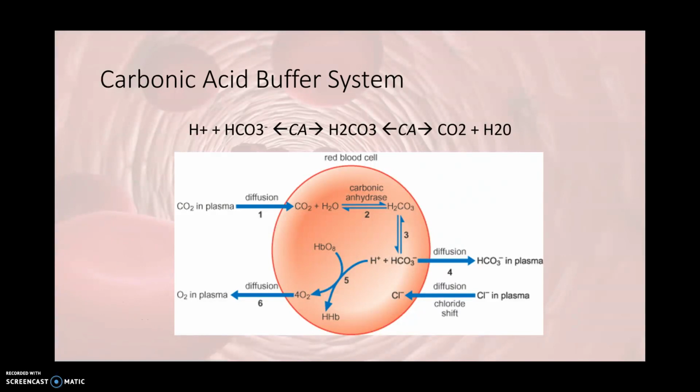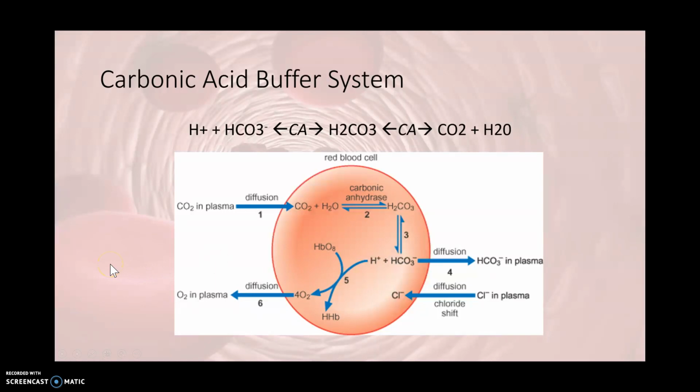Okay, next we're going to talk about something that's called a carbonic acid buffer system. And this is the equation up here. We got hydrogen, we got a bicarbonate ion. This enzyme is carbonic anhydrase. And then we have carbonic acid right here, and then again carbonic anhydrase, carbon dioxide, and H2O. So I'm going to explain how this works from blood to expelling it through our breath, and then how it travels in the blood down here.